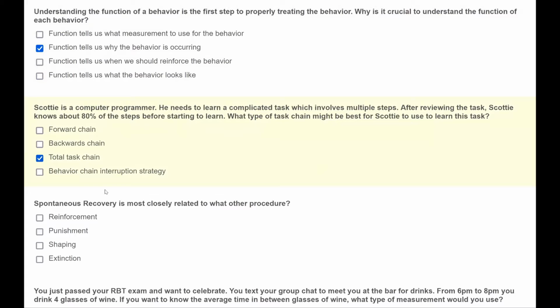Behavior chain interruption strategy is just a strategy for when the chain is known and we want to teach new behaviors. We would interrupt the chain in the middle of it. Typically, that's used only when the chain is pretty much fully known, though, so we don't have to worry about it here.